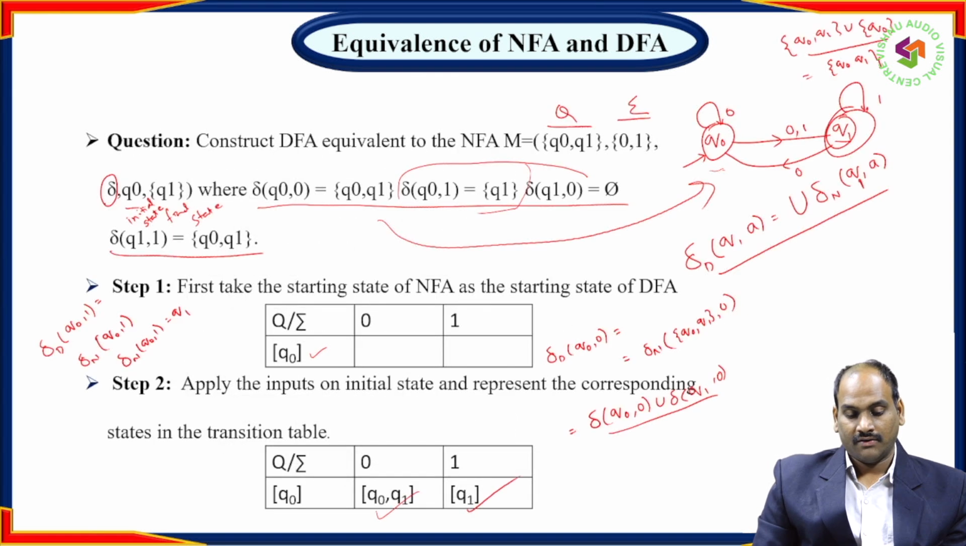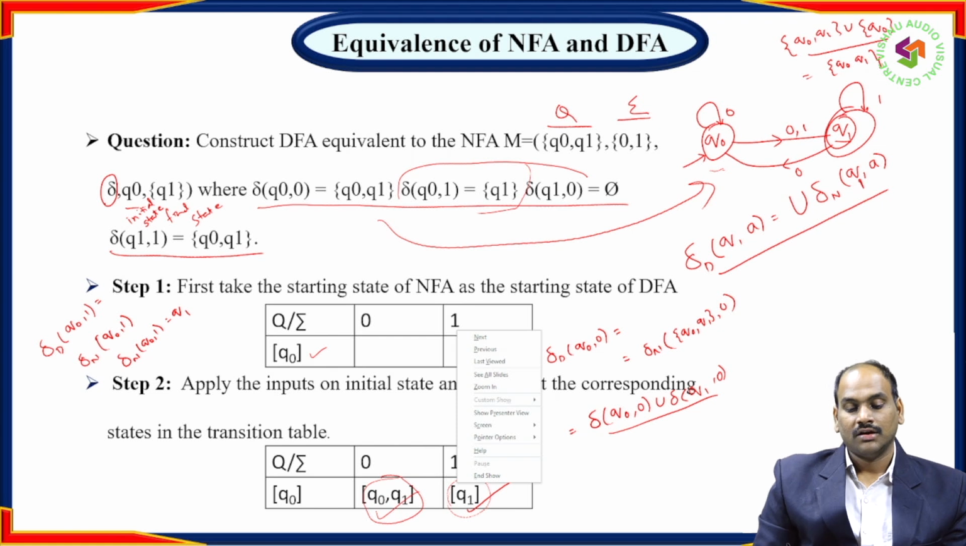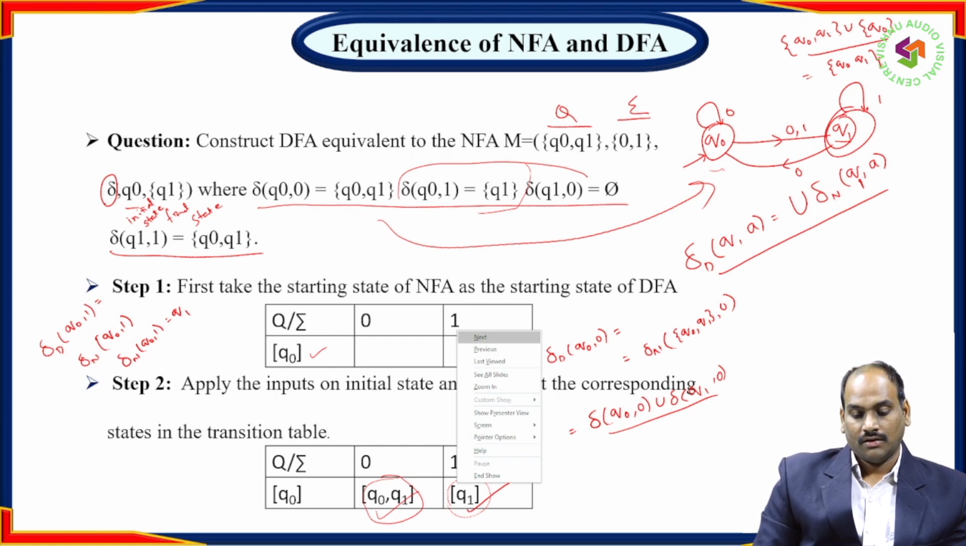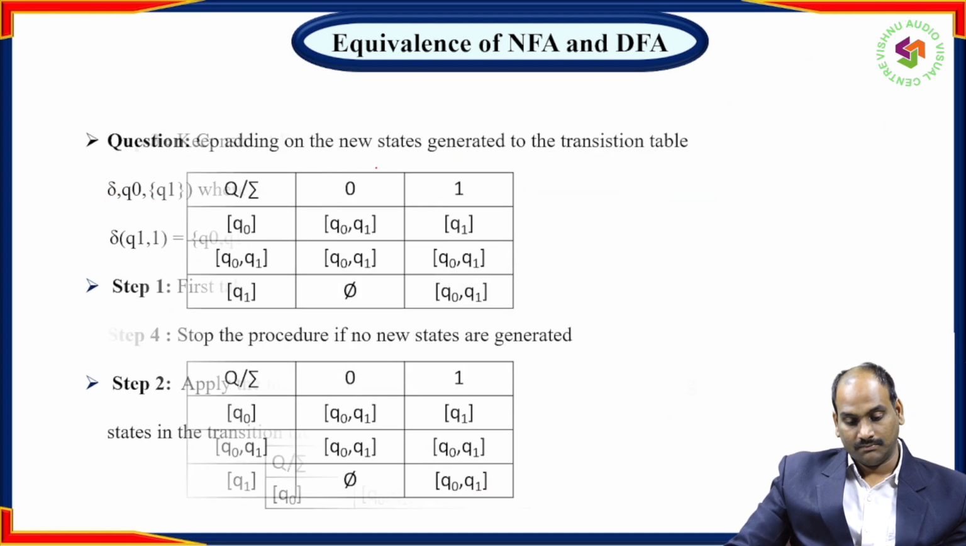And here we have got the new states. One is Q0, Q1. The other is Q1. So we should add these states to the given transition diagram.